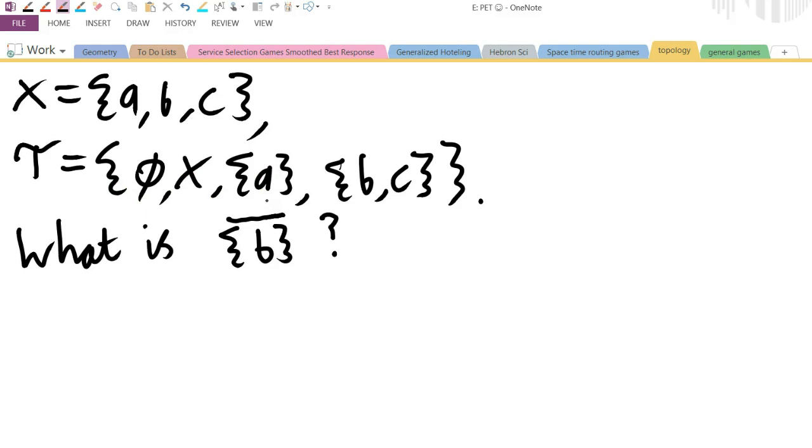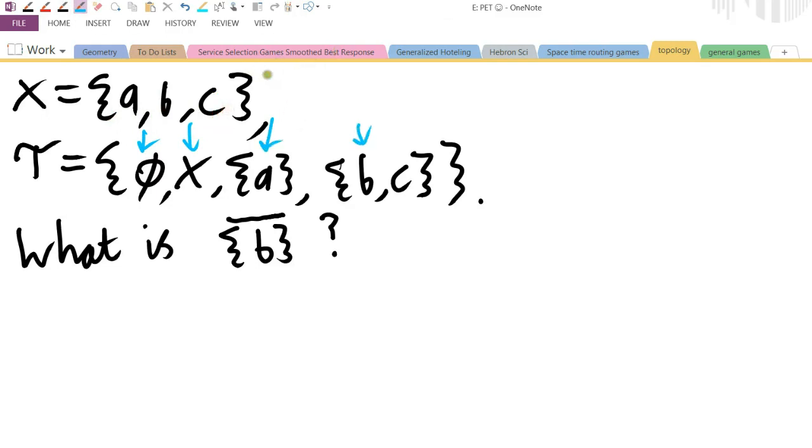Okay, so there's a couple of ways we can attack this. Using the claim I just made, the closure of the set just containing B ought to be the smallest closed set which contains B. Now actually this topology has a rather interesting property. You see, these are all the open sets. So we ask, what are the closed sets?